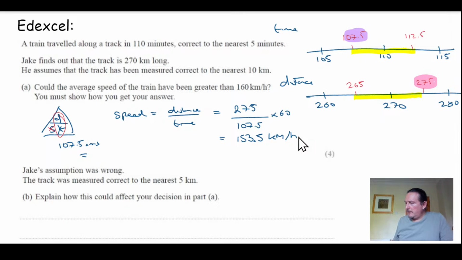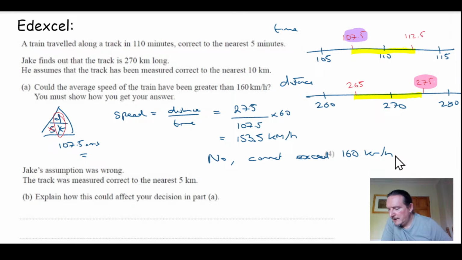Okay, so let's just wrap this one up then. So could the average speed of the train be greater than 160? Well, I've worked out the maximum speed is 153.5, so I'm going to answer no, cannot exceed 160 kilometers per hour. Not possible. Then it says in the next part, Jack's assumption was wrong. The track was measured correct to the nearest 5 meters. Explain how this would affect your decision in part A.